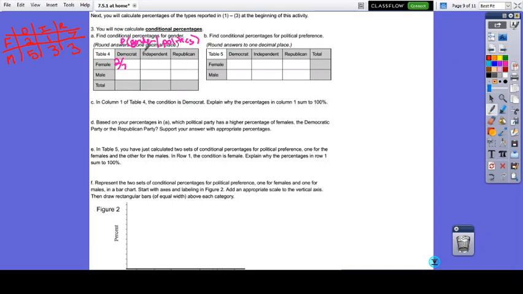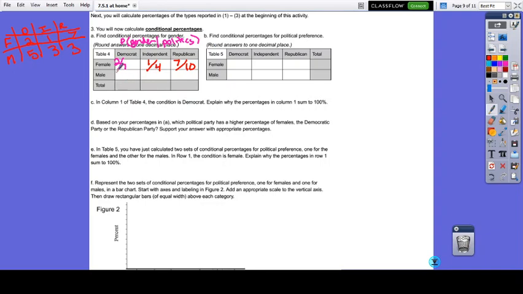If we do the same thing for independent, gender is still female, politics is independent. The bottom is going to be just the independents. So the independents, there are 4. How many of them are female is the 1. And then Republicans, politics-wise, how many Republicans do we have? We have 10. And how many of them are female? We have 7. Those are the numbers we have.